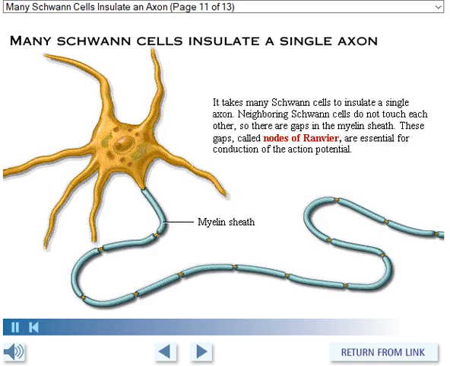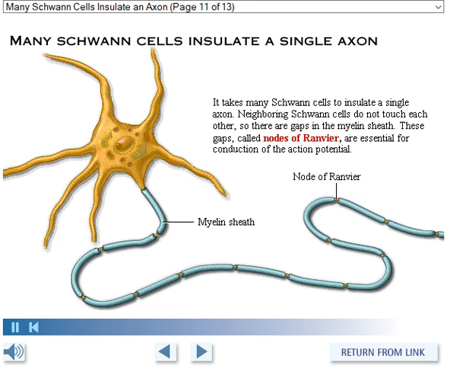Because Schwann cells are small compared to the length of an axon, it takes many of them to insulate a single axon. Neighboring Schwann cells do not touch each other, so there are gaps in the myelin sheath where the axon membrane is exposed to the extracellular space.